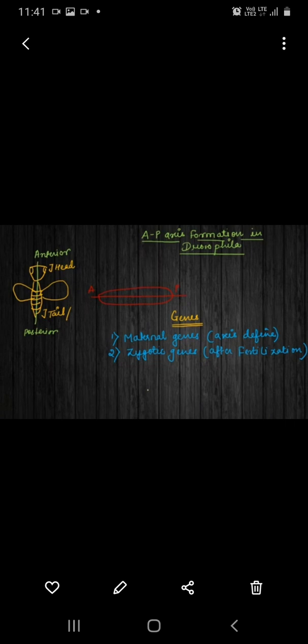So we are not discussing about the cleavage. Our focus is on anterior and posterior axis specification in Drosophila. So in the picture you can see Drosophila, anterior region comprising of the head, thoracic region and the posterior region.